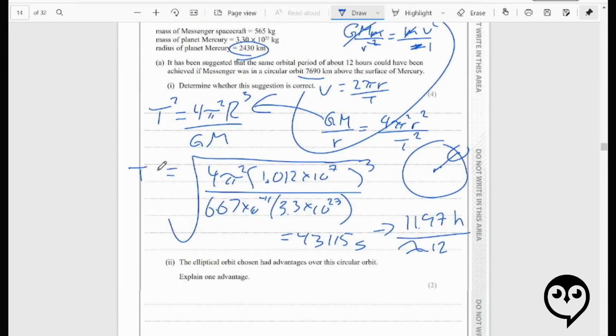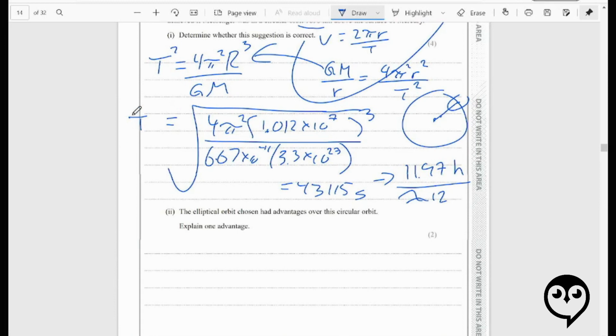The elliptical orbit has advantages over the circular orbit. Explain one advantage. Well, you can be really close for zoomed in shots. You can also kind of back away and get the whole planet in the picture if you like. I'd say something like that.